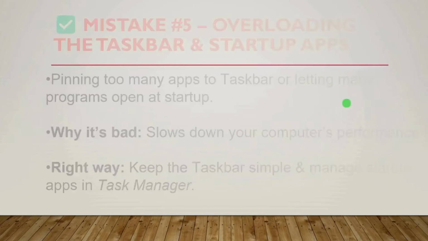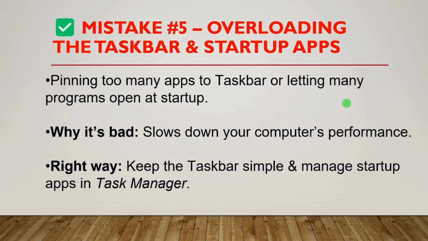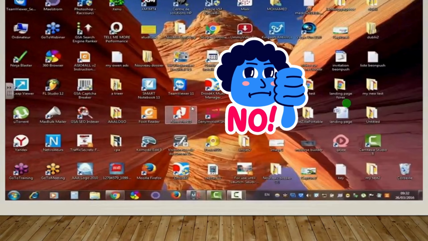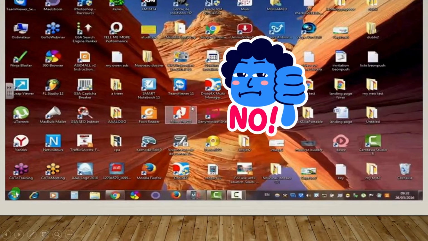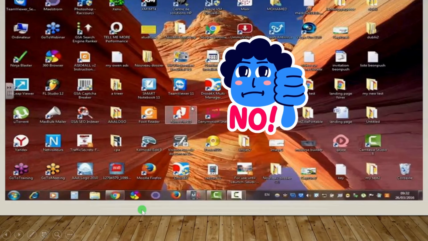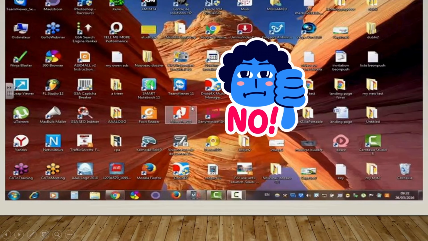of it. Moving on, number 5 on my list, mistakes you should avoid is overloading the taskbar and startup apps. Please. Now take a look at this image. How does it look to you? Messy. Looks untidy. Now look at the taskbar. From the left to the right, there are a lot of softwares, applications here. This doesn't look good at all. It looks very, very disorganized.